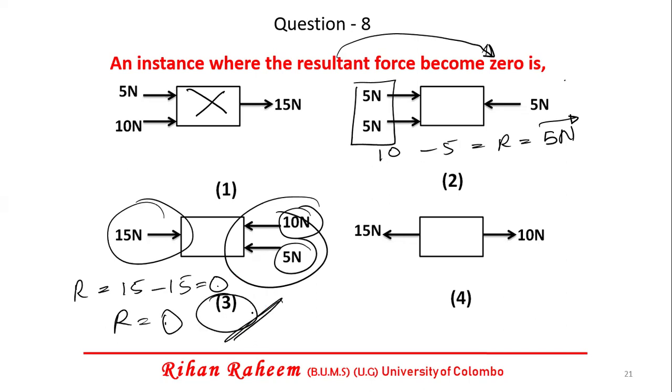Third one is the answer. Fourth one, 15 minus 10. There is a resultant of 5 Newtons towards this direction. Therefore, the most suitable answer, where the resultant becomes 0, is the third one.